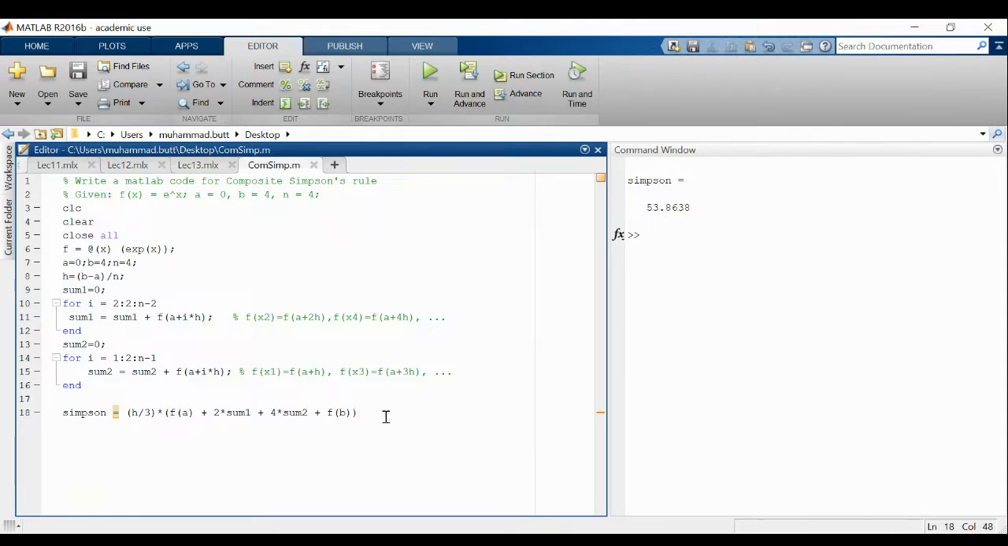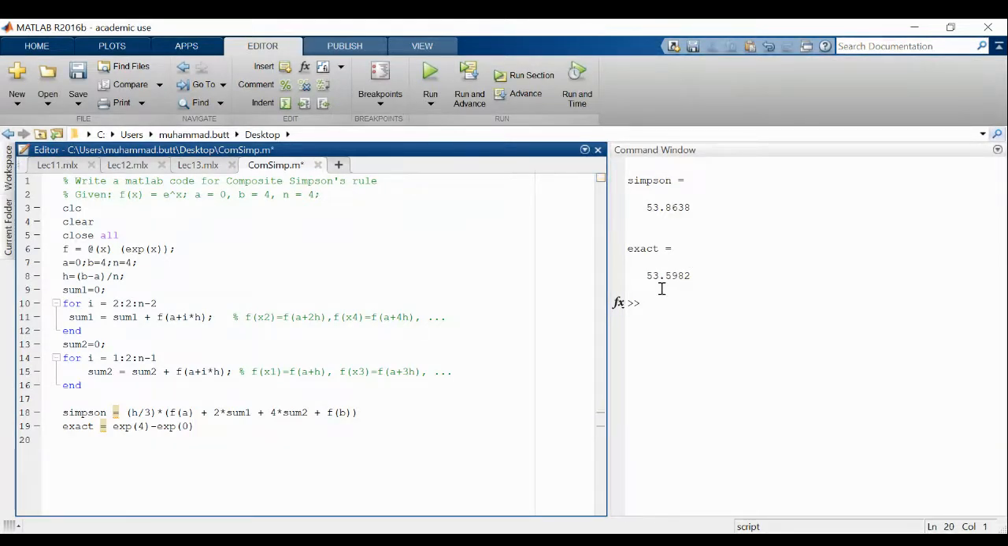Because what is the exact value? What is the exact value? You know that the integration is exp of 4 minus exp of 0. Let's see if it's correct or not. So this is the exact. Let's see. Oh, we are close.